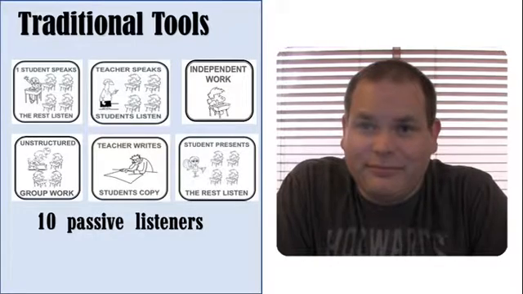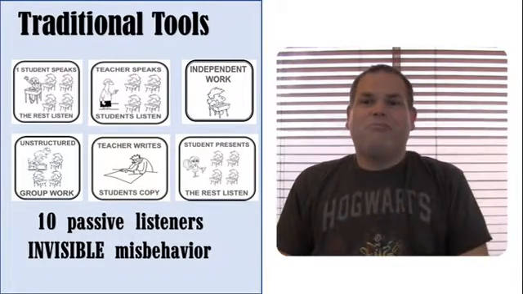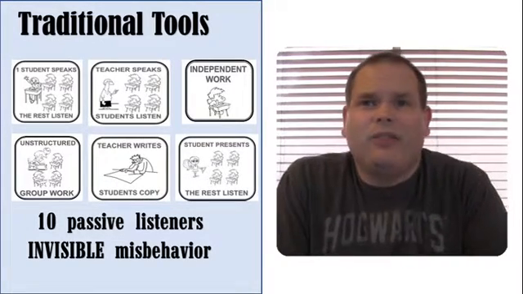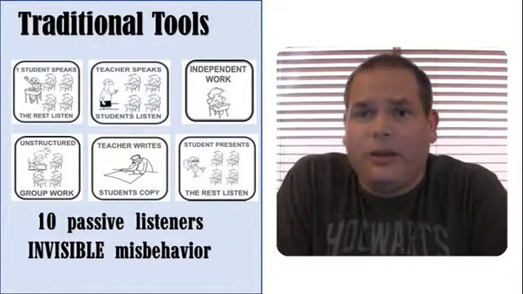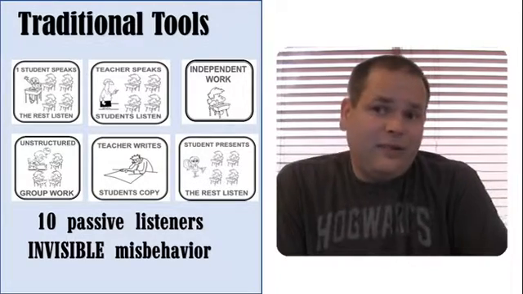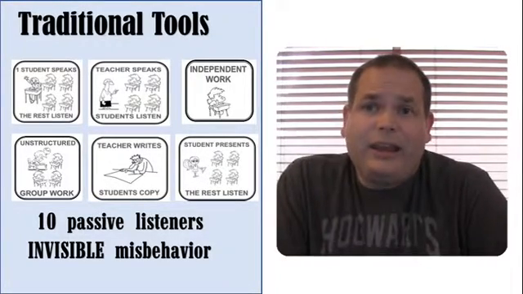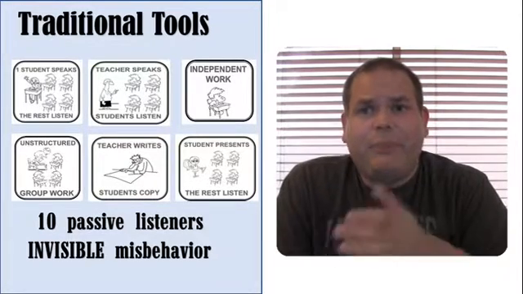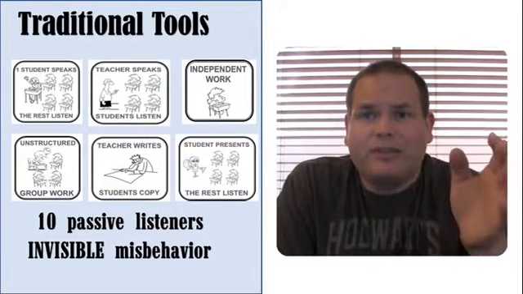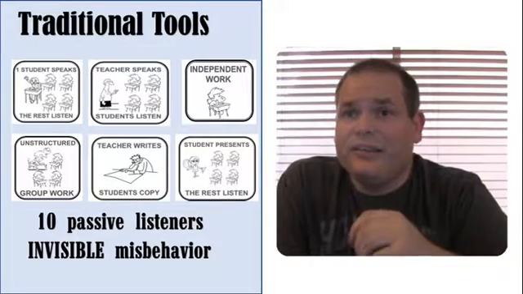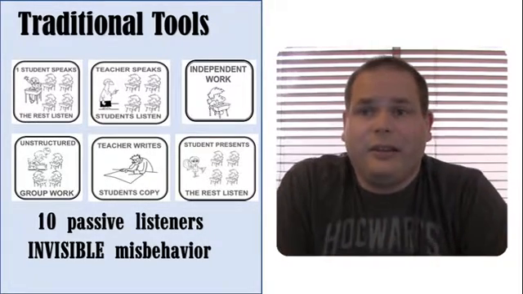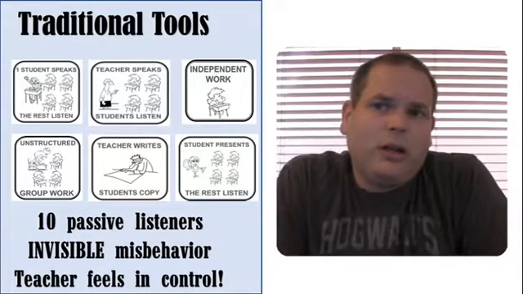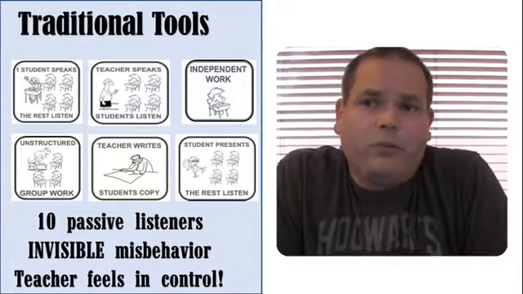We can't see it. When the teacher is talking, there's about 10 students that may be looking at the teacher, but they're only passively listening. They're thinking about other things. Now, there's no evidence that they're doing this, but in my book, this is misbehavior. They are not actively, passionately invested in what I'm saying. They're not visualizing anything I'm saying. They're not interacting with anything I'm saying. They are simply sitting there. Now, as a teacher, I think there's no misbehavior going on in the room.